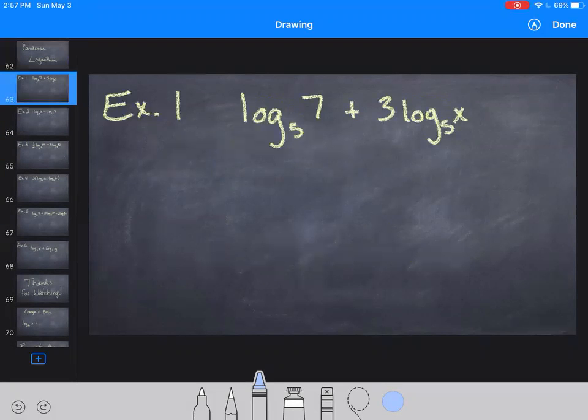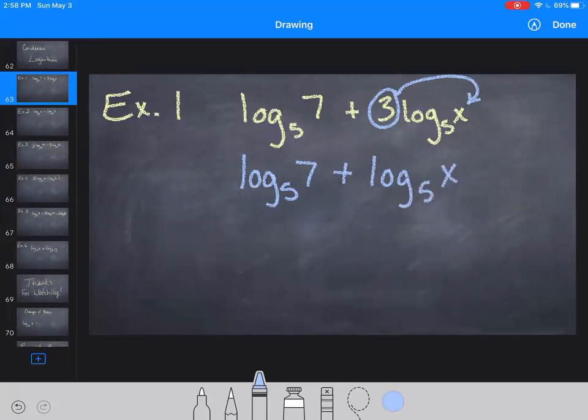On example 1, I have log base 5 of 7 plus 3 log base 5 of x. Since we're working our way backwards, one of the last things that we would always do would be to move our exponents in front of the logs that they belong to. On this one, we're going to actually move our exponents first. So this 3 is a coefficient in front of the log it belongs to. We're going to actually move it back as an exponent. So I'm going to rewrite this as log base 5 of 7 plus log base 5 of x cubed.